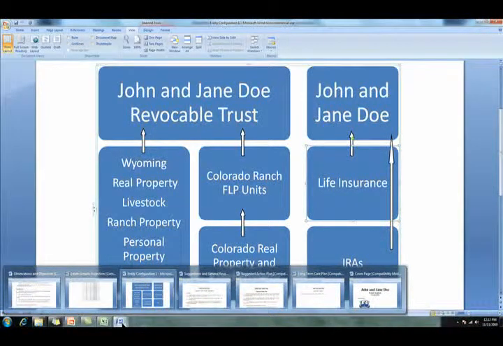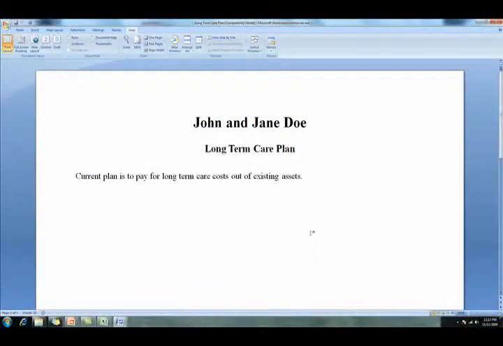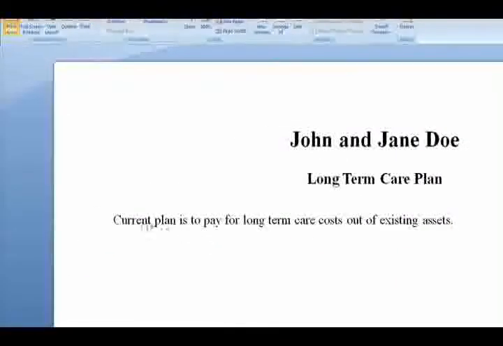Another issue we need to take a look at is their long-term care insurance. You can see it was important, but they have no long-term care plan. So in reality, the current plan is to pay for long-term care costs out of their existing assets.